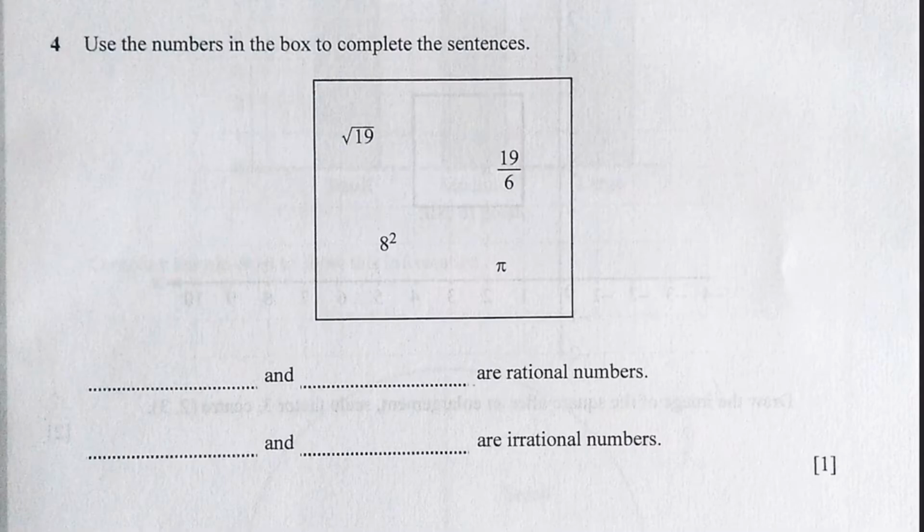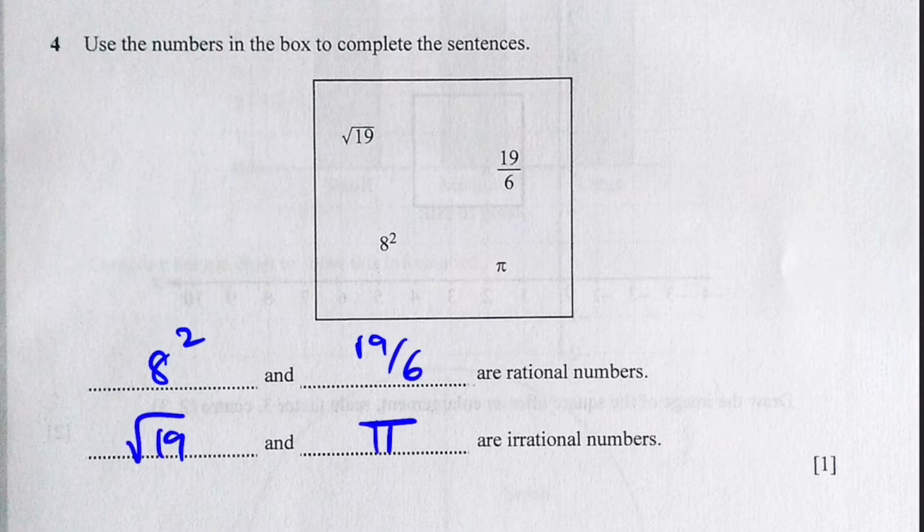Use the numbers in the box to complete these sentences. Dash and dash are rational numbers. That will be simply 8 squared and 19 by 6. And then dash and dash are irrational, with 19 and pi, obviously. That's the answer. Let's go to question 5.